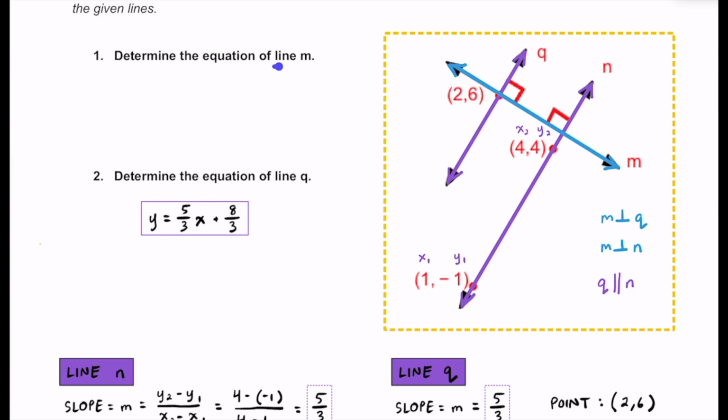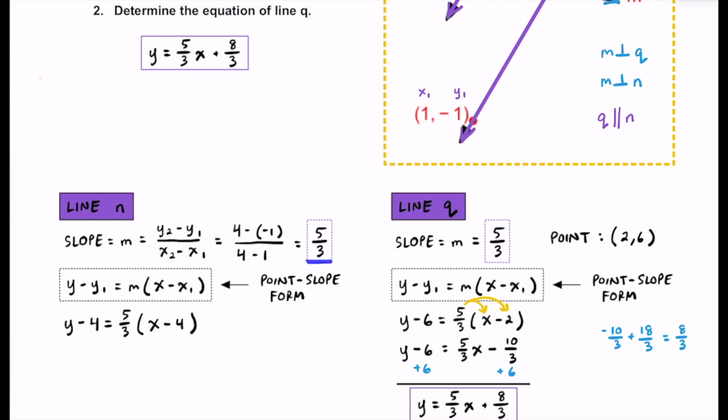Now let's actually do line M, which is going to be this perpendicular line. This one's not going to have the same slope, right? This one's going to have the opposite reciprocal slope as the other two lines. So let's deal with line M now. We only know that there's this one point of 2, 6. However, we know it's going to have the opposite reciprocal as line Q and N in terms of the slopes, right? We have the slope here of 5/3 and 5/3. That was N and Q because they're parallel. But let's use a different slope for line M.